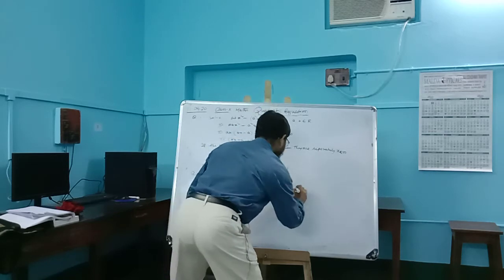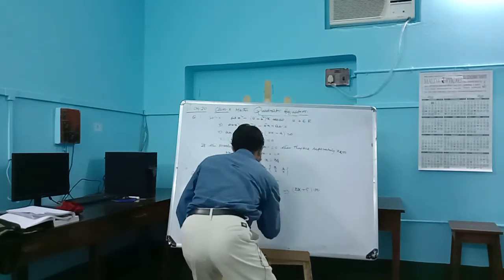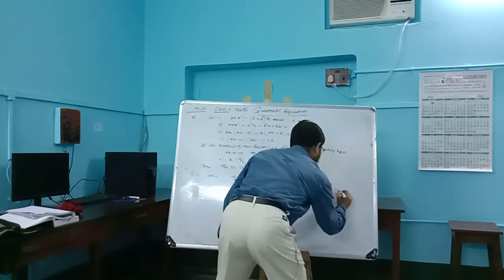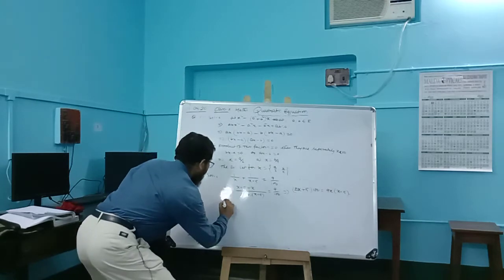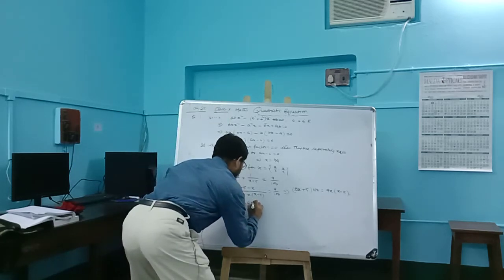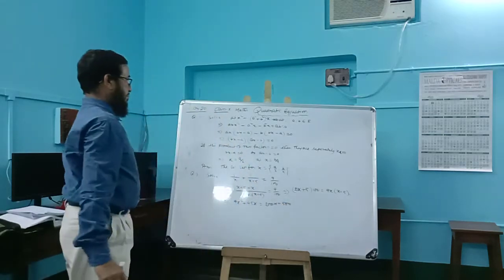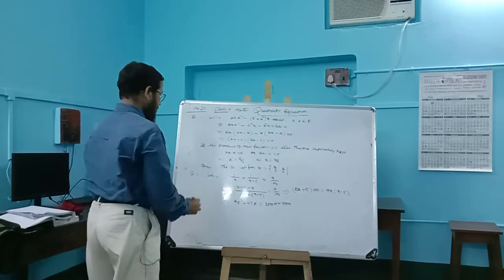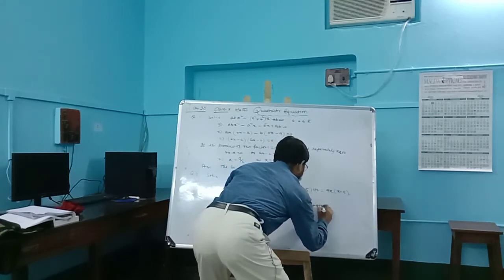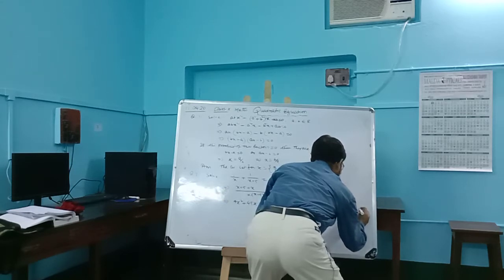This implies (2x + 5) × 100 = 9x(x + 5), which implies 9x² + 45x = 200x + 500, which implies 9x² + 45x − 200x − 500 = 0.